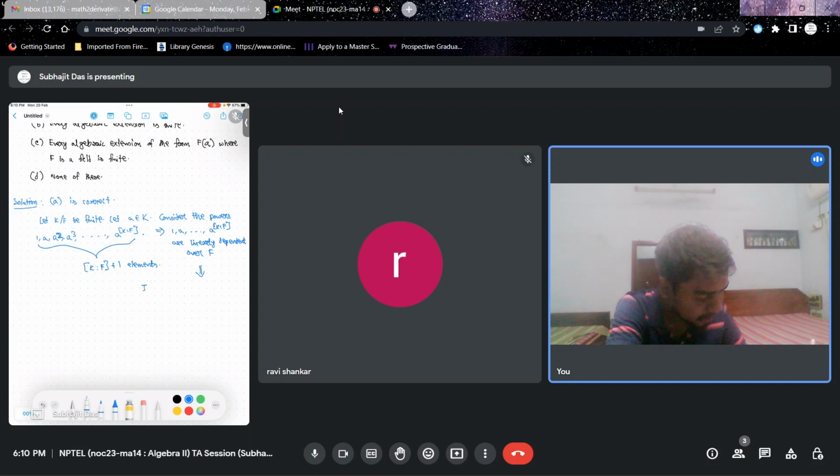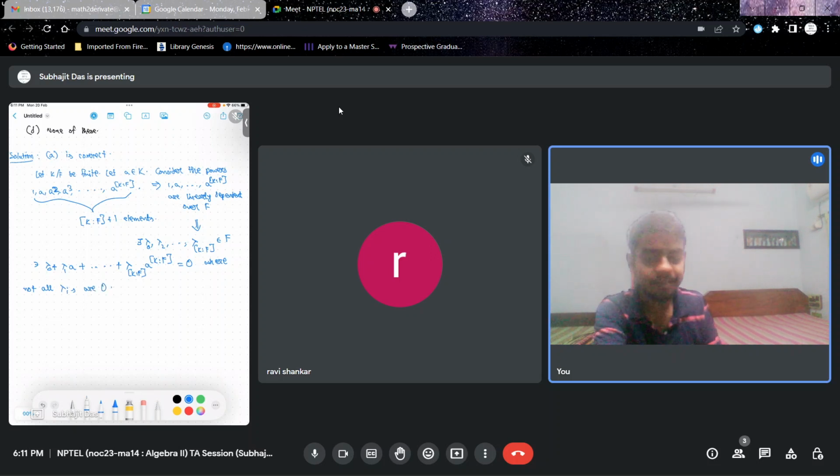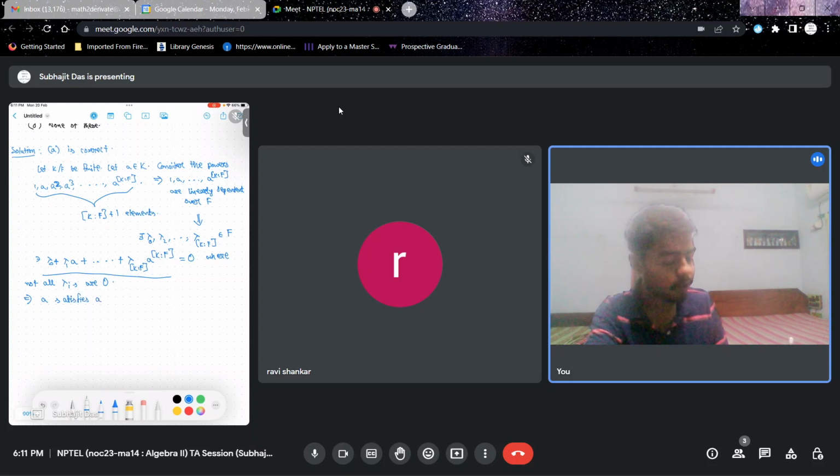Which therefore implies that there exist elements lambda 0, lambda 1, up to lambda [K:F] in the base field F such that lambda 0 plus lambda 1 a, and if you keep on doing this, up to lambda [K:F] times a to the power [K:F], is equal to 0, where not all the lambdas are 0, since we have linear dependence. And that precisely means that a satisfies a non-zero polynomial over F, right?